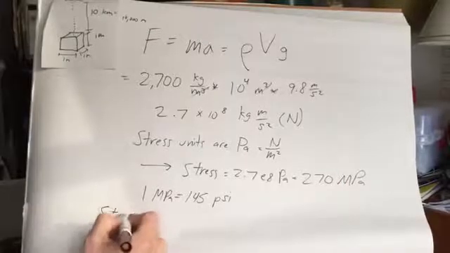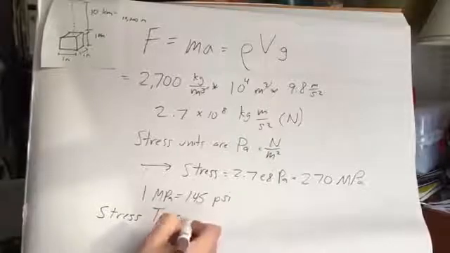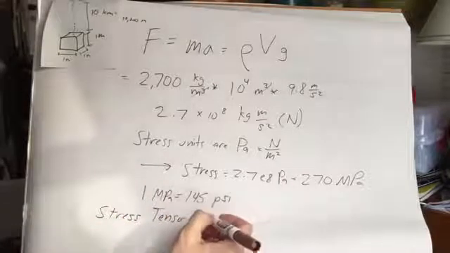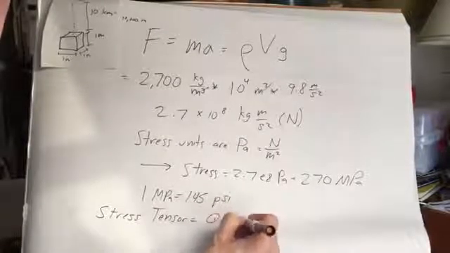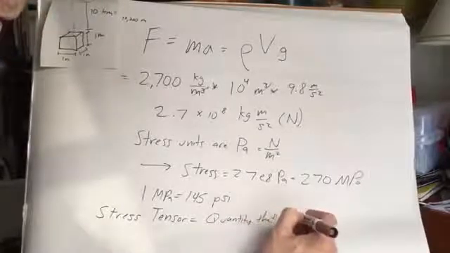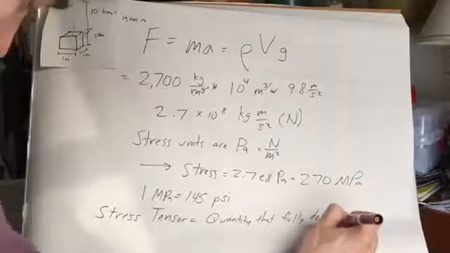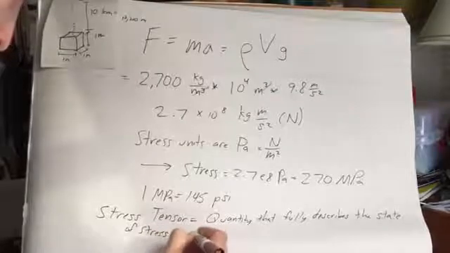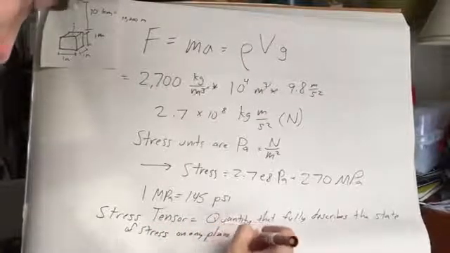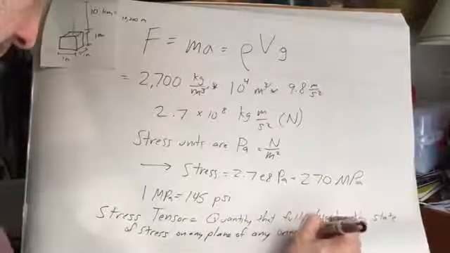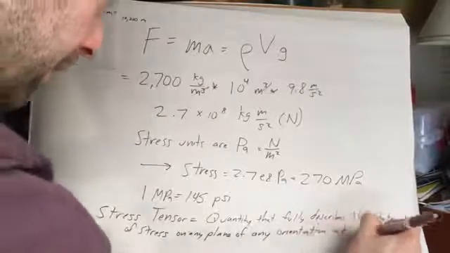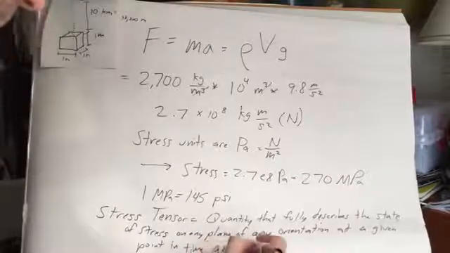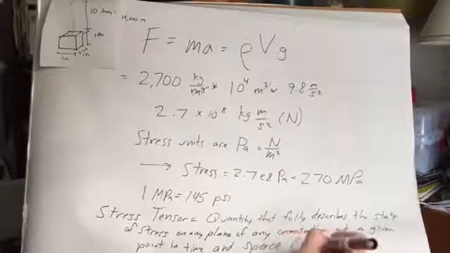We have something called the stress tensor. So a tensor describes the state of stress at a point, and tells you the information in all different directions. So it's a quantity that fully describes the state of stress on any plane with any orientation at a given point in time and space. So the stress tensor has 9 components.